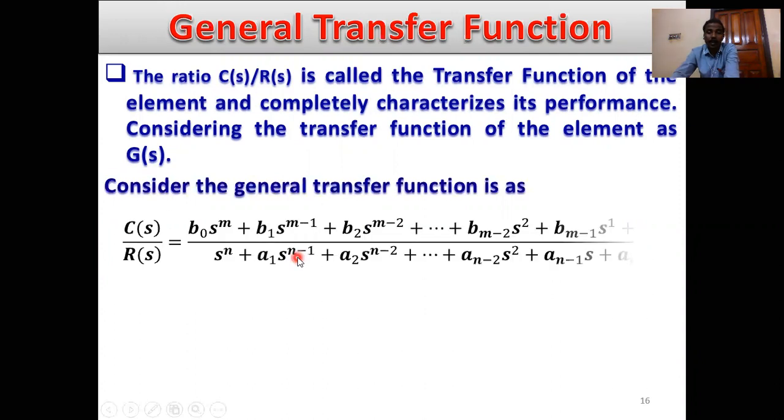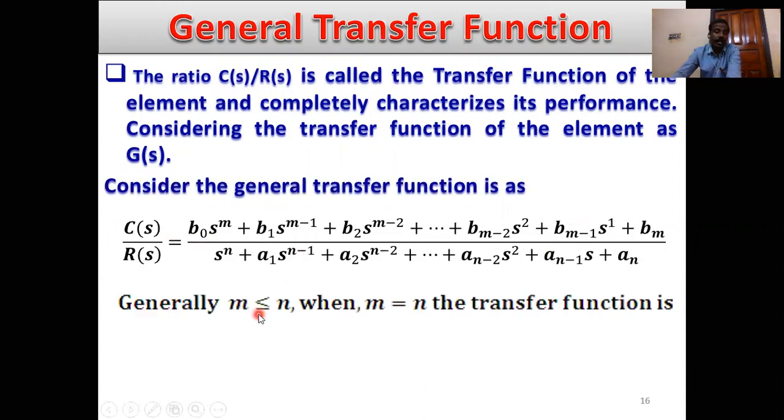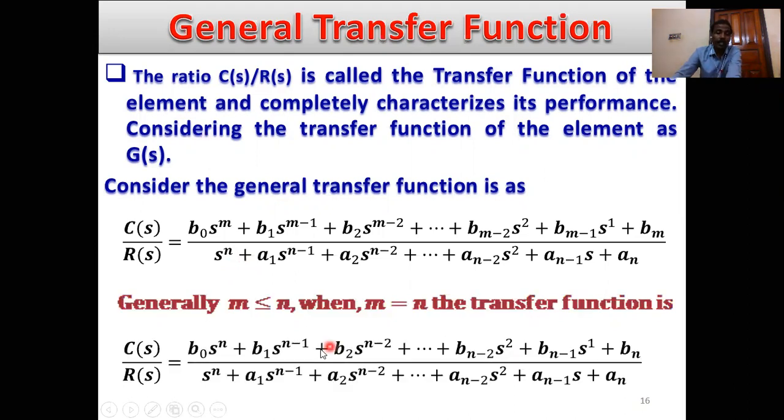Consider the general transfer function is this. This is already discussed. Generally m is less than or equal to n. In the general transfer function, the poles always have s to the power n, that means the denominator power is always maximum or highest. So the denominator power is greater than the numerator power. In this case, if m equals n, the transfer function is this. This is also called the general transfer function.